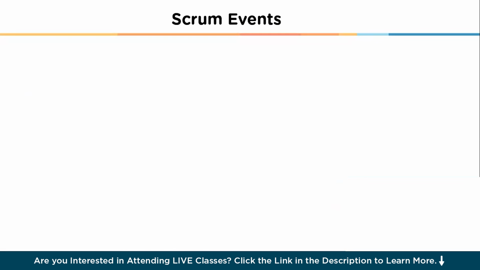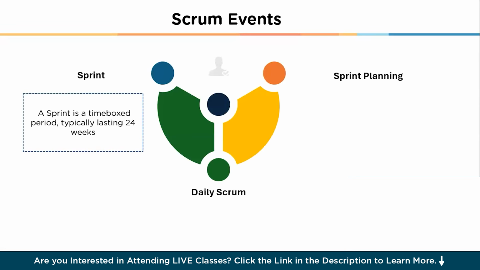Now let us move on and discuss some of the Scrum events. The first one that we have here is the Sprint. A sprint is a time-boxed period typically lasting 2 to 4 weeks, during which the team works to create a product increment. The fixed duration of the sprint provides a regular rhythm for the team, promoting consistent delivery and continuous improvement. Each sprint begins with sprint planning and ends with a sprint review and sprint retrospective.